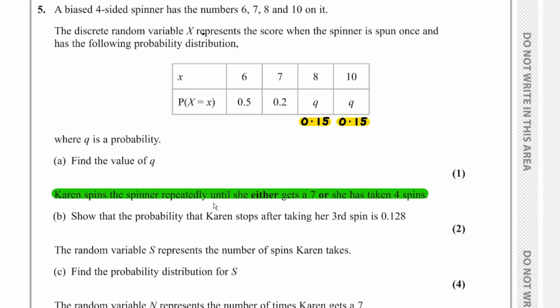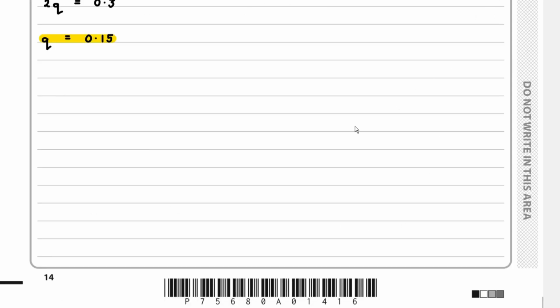Karen spins the spinner repeatedly until she either gets a 7 or she has taken 4 spins. Part B, show that the probability that Karen stops after taking her third spin is 0.128. So for part B, if Karen stops after 3 spins, she must roll not 7, not 7, and 7.